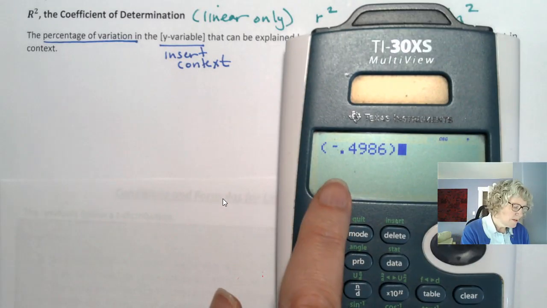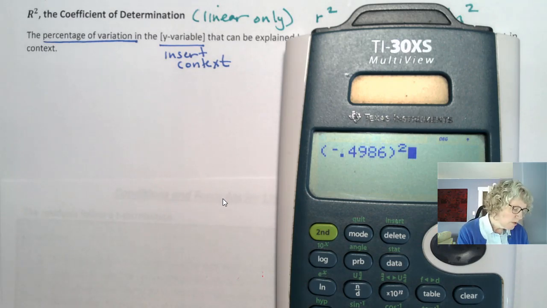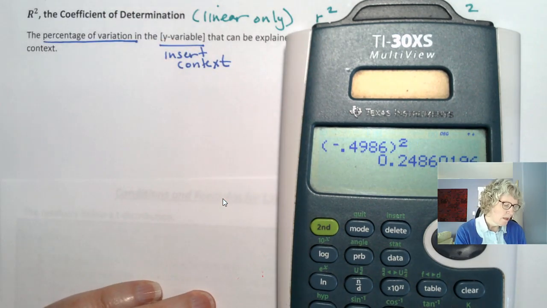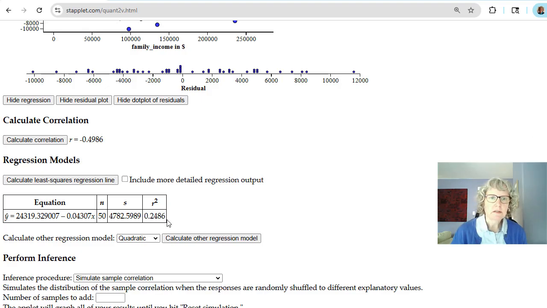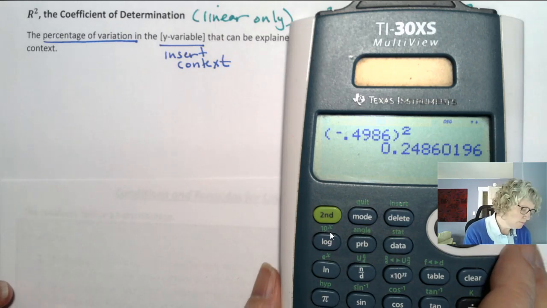And I put it in parentheses because to square a negative, we need the negative times itself, right? If I don't put the parentheses in there, it will still be negative. Okay, so I square it, I get 0.2486. I believe that is what it said, 0.2486, okay? So you can also just take your r and square it, or if you have r squared, you can take the square root to get r, but then you've got to figure out the sign as well. So there are lots of relationships here.